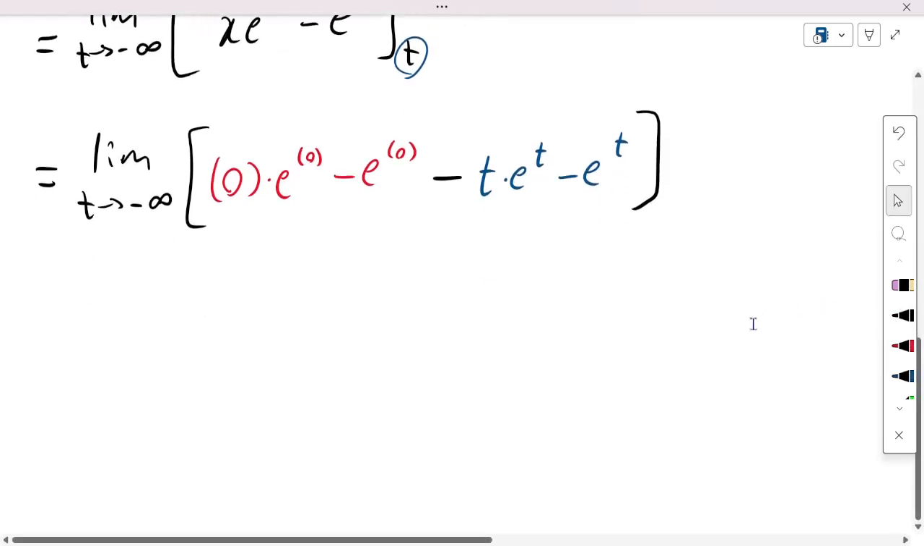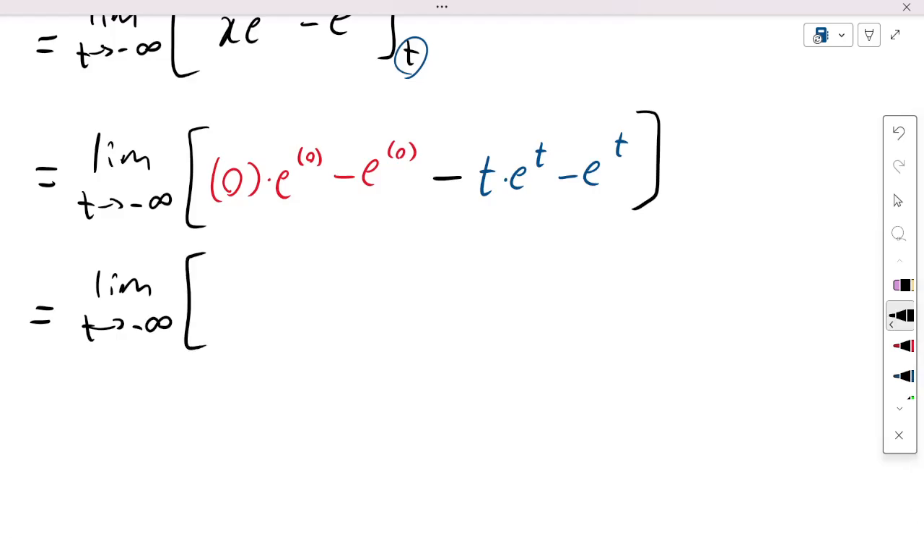Our next step is to clean it up over here. We can deal with this here. We're going to have the limit as t approaches negative infinity of 0 multiplied by e to the 0, which is just going to be 0. Let me keep this in red. It's 0 minus e to the 0, and anything to the power of 0 is equal to 1. So it's 0 minus 1, which we can just write as negative 1.